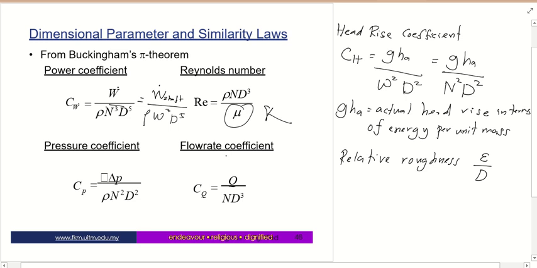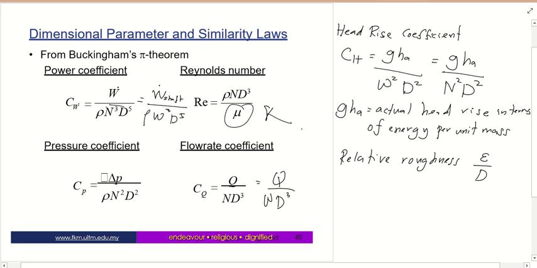The last one is related to the flow coefficient, which is CQ. CQ equal to Q over n D to the power of 3, or Q over omega D to the power of 3. So this is called the flow rate coefficient or flow coefficient. So if we have all these coefficients, we can come out with the similarity or similitude analysis.